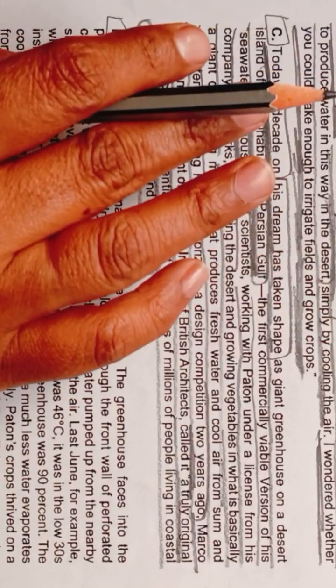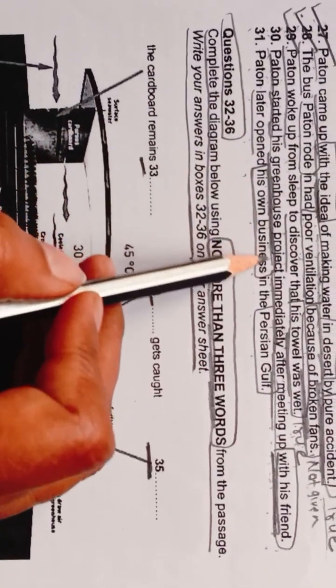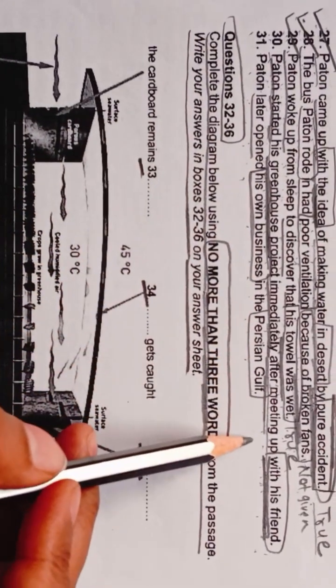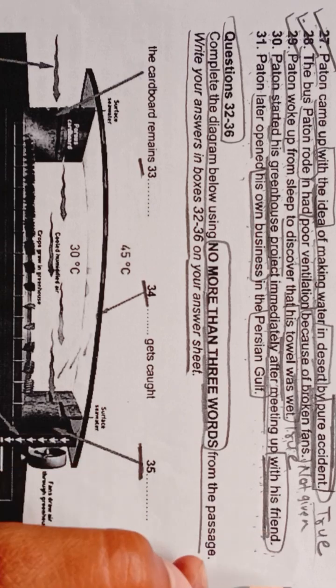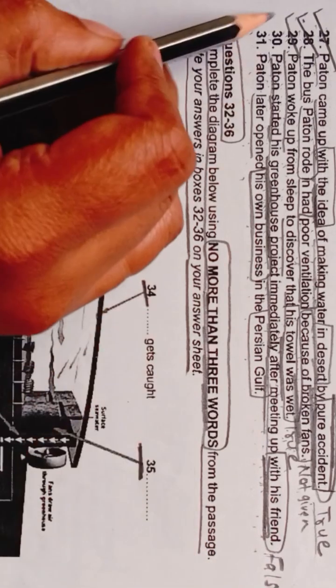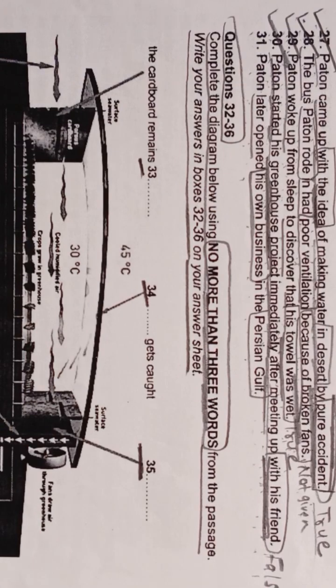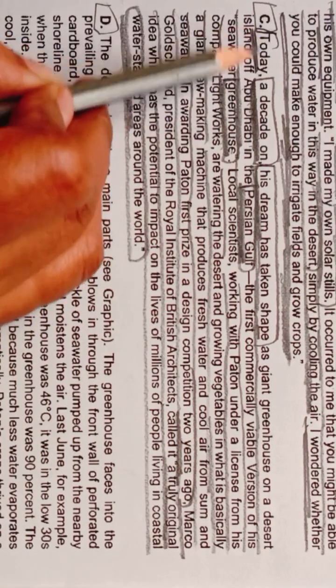I hope you have understood this. In the question they are asking that Patton started his greenhouse project immediately after meeting up with his friend. So this statement is completely contradicting. So we will write false in front of 30 in our answer sheet. So we are getting our answer from here.